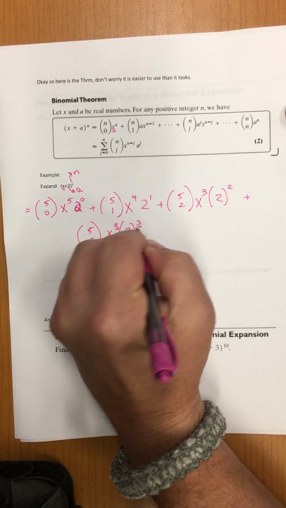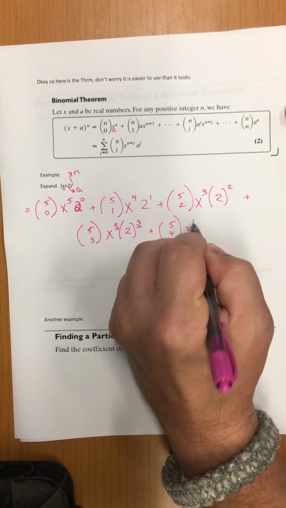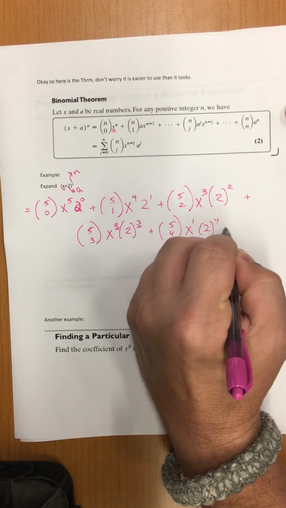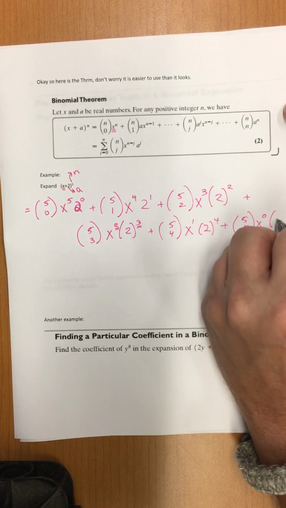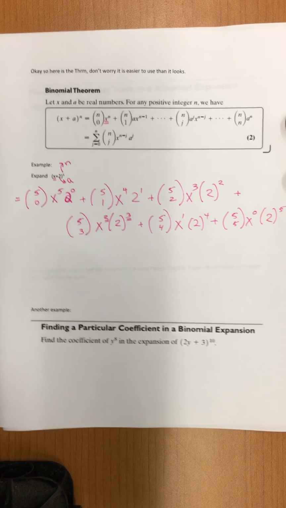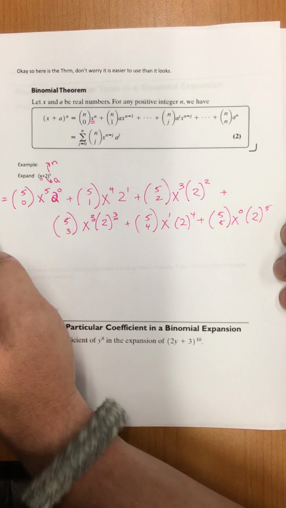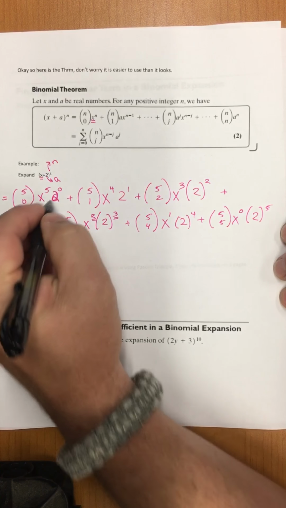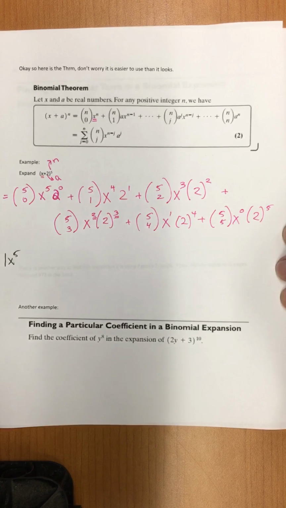Remember, these two numbers should always add up to 5. Plus 5 choose 4, x to the 1st, 2 to the 4th, plus 5 choose 5, x to the 0, 2 to the 5th. So that's step 1, is to expand it. And now we just got to make it look pretty. We just got to make it look nice. Turns out 5 choose 0 is 1. Anything to the 0 power is 1, so we get 1x to the 5th. That's our first term.